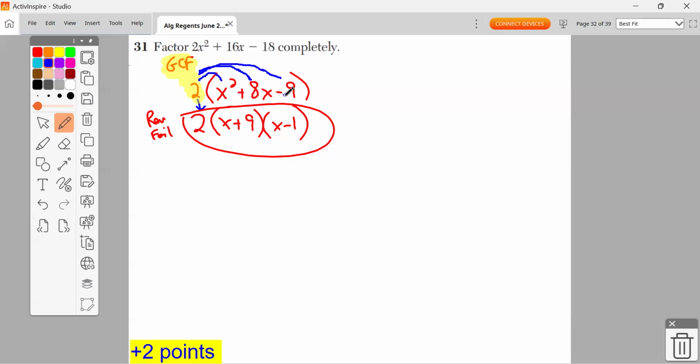Now I want to do reverse FOIL to this trinomial. What times what is -9 that adds up to +8? It's +9 and -1. Don't forget to bring down this 2 right here out in front, and that's your final answer factored completely.